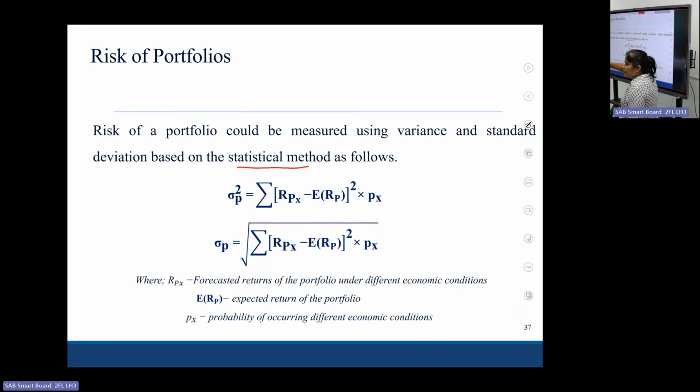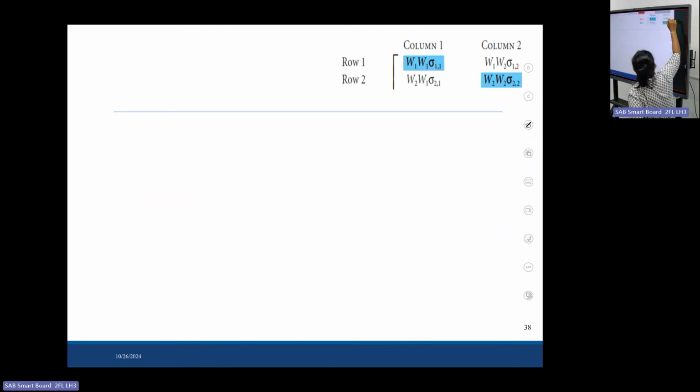But when the number of assets is more than 2, applying this formula is very, very complicated. So therefore, in financial management, we are not using the statistical method to calculate the portfolio risk. Possible, but very difficult. Complicated calculations come when the number of assets in the portfolio is more than 2. So what are we using here?